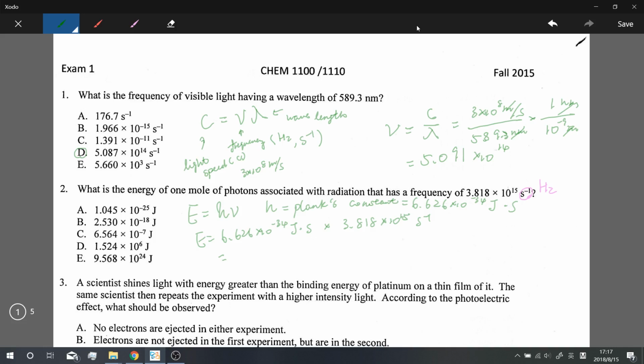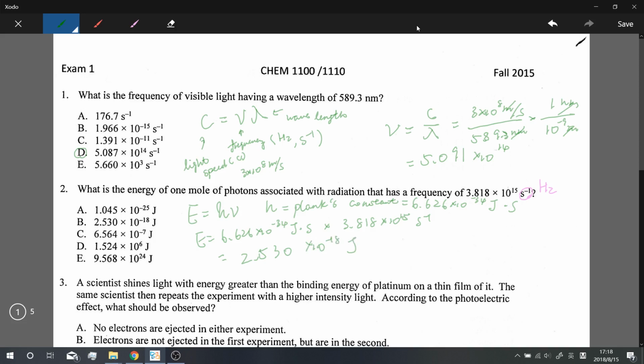3.818 times 10 to the 15, which is 2.52 or 2.53. That's 4 digits, so 5. It's still 3.0 times 10 to the negative 18 joules.